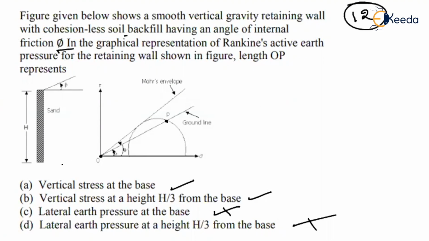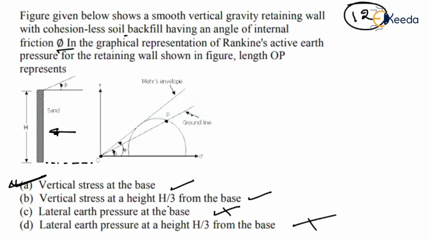Normally, where you take the earth pressure, you will always take it at the base. The net magnitude will act at a height of h by 3, but the pressure diagram will be taken at the base only. So corresponding to the ground line, what is the value here? Vertical stress at the base is the correct answer. From the options also, you can directly pick it.